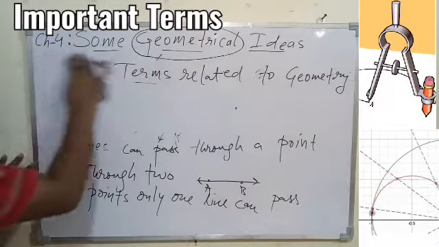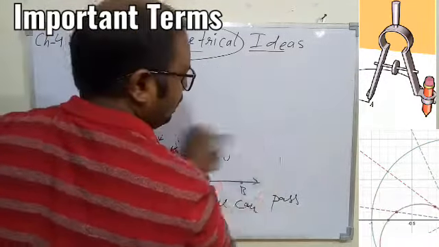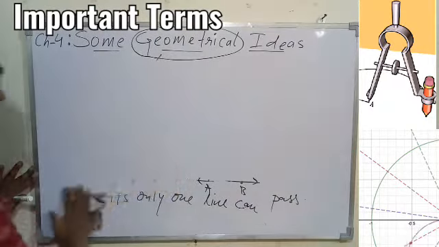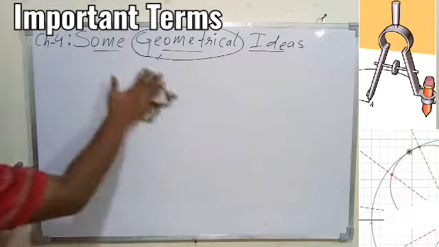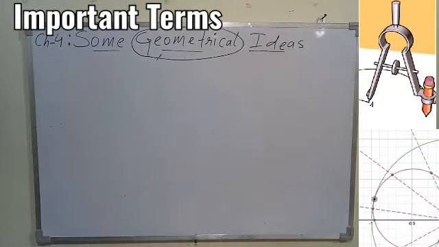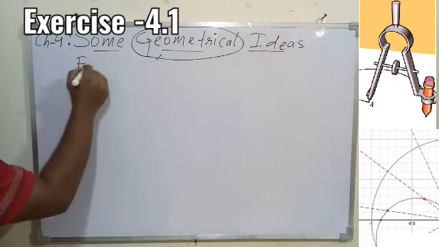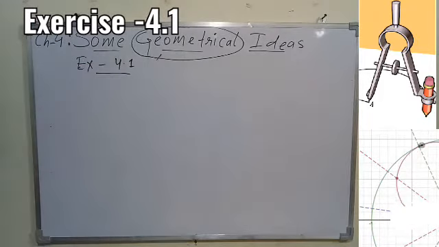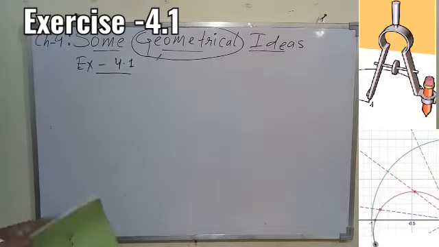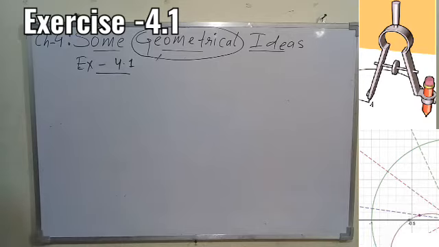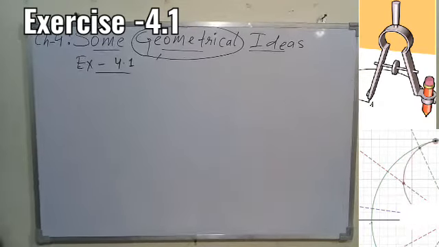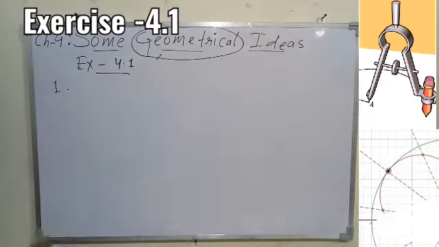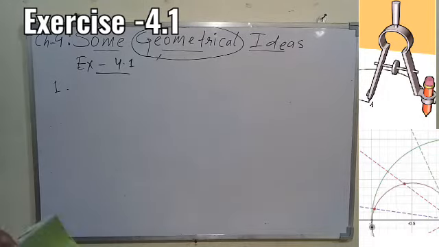And now if you have understood this much, let's take one or two questions from the very first exercise we have, that is exercise 4.1. I'll do just a few questions, the rest you must try yourself. Okay, so I'm doing question number 1 first. In question number 1, a diagram is given to you. So let me draw the diagram in a proper way.